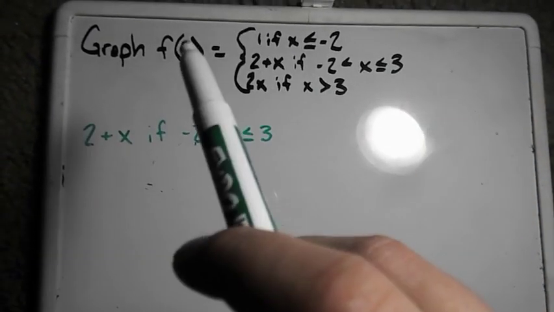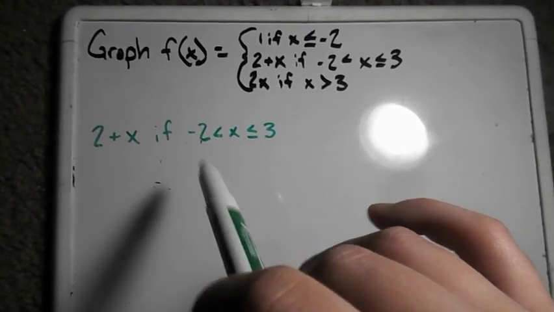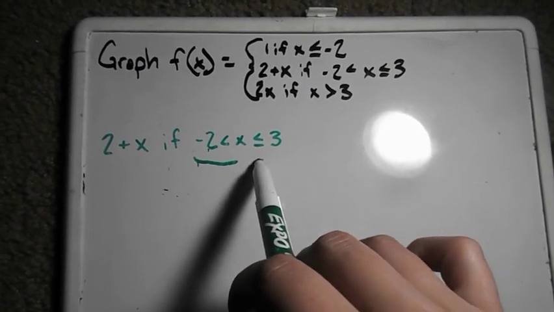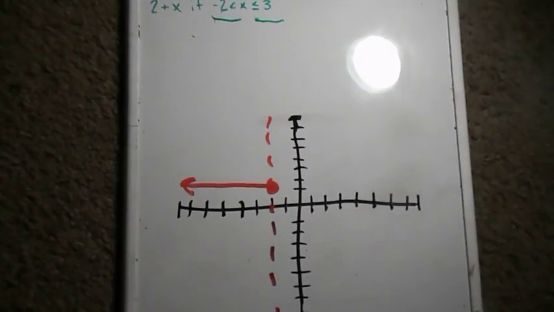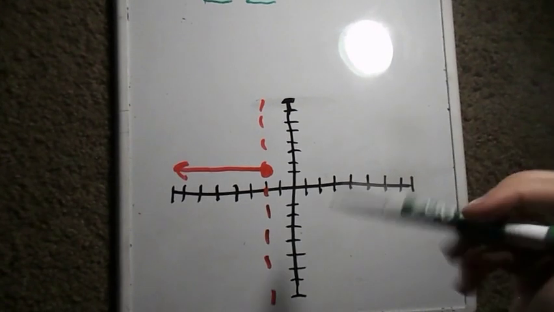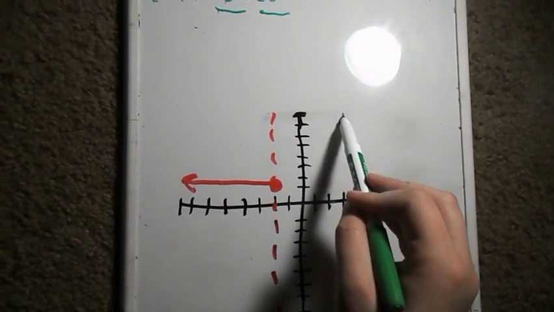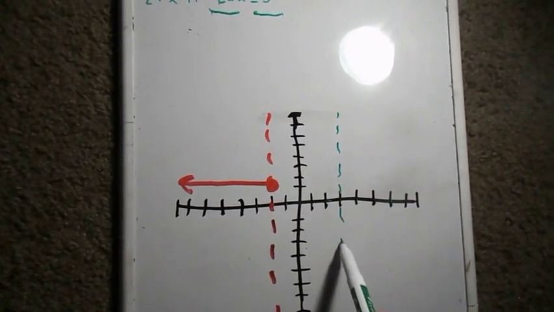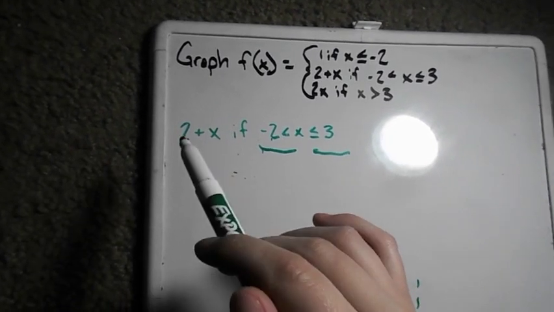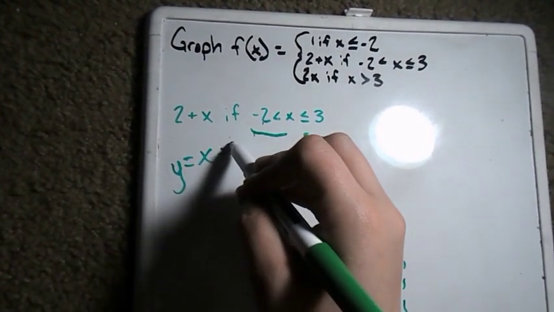So let's start with the second function, 2 plus x if x is greater than negative 2 and less than or equal to 3. We're going to look for the x boundaries, which in this case are negative 2 and 3. We already have our negative 2 x boundary from our last function. So we're going to go to the right 3, which is positive 3, and draw a boundary line there. Now we're going to go back up to the function and put this in terms of y, which will be y equals x plus 2.